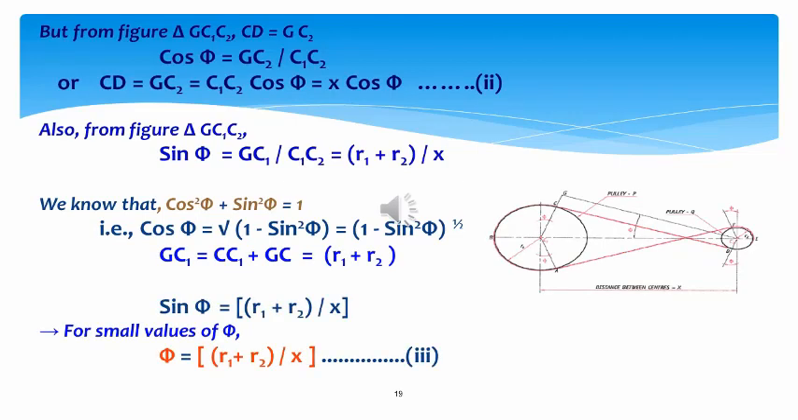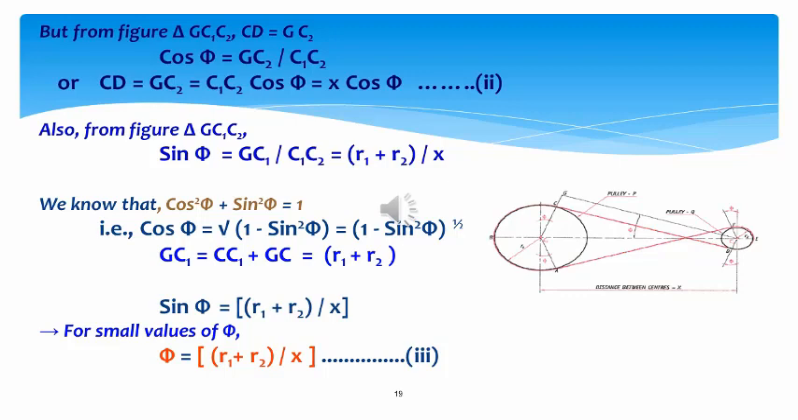So from triangle GC1C2, CD is nothing but GC2, or cos phi is equal to GC2 divided by C1C2, or CD is equal to GC2, which is equal to C1C2 cos phi, that is equal to X cos phi. Let this be equation 2. From the triangle GC1C2, we know that sin phi is equal to GC1 by C1C2, which is nothing but (R1 plus R2) divided by X.